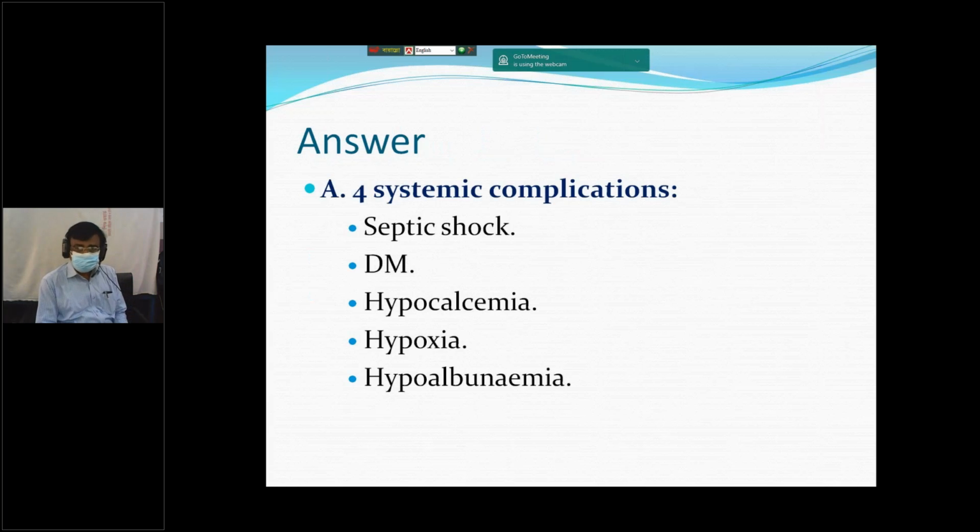The systemic complications of acute pancreatitis are septic shock. Second, diabetes mellitus, which occurs due to the damage of the beta cells of the pancreas. Hypocalcemia due to deposition of calcium in the fat. Hypoxia also occurs. There may be hypoalbuminemia due to increased vascular permeability of the protein. So these are the systemic complications of acute pancreatitis.